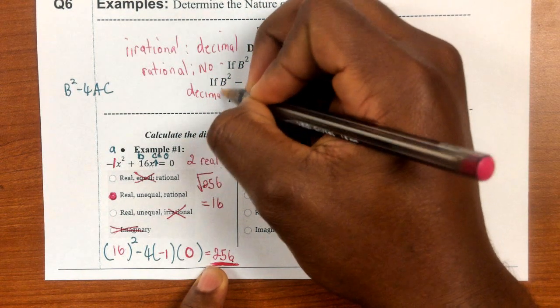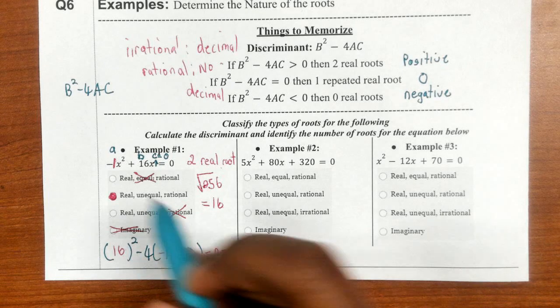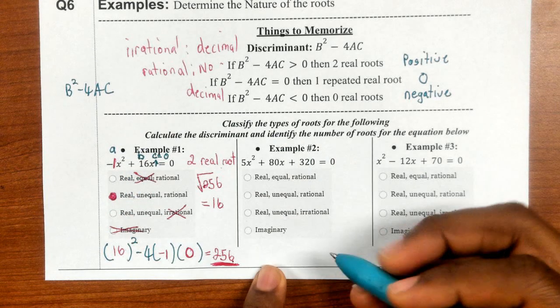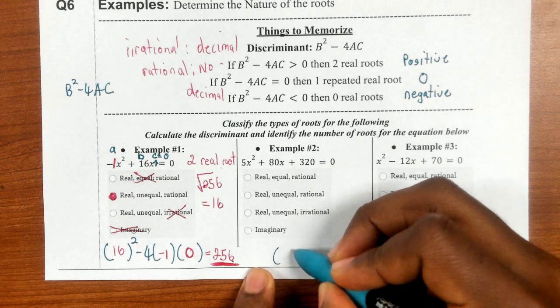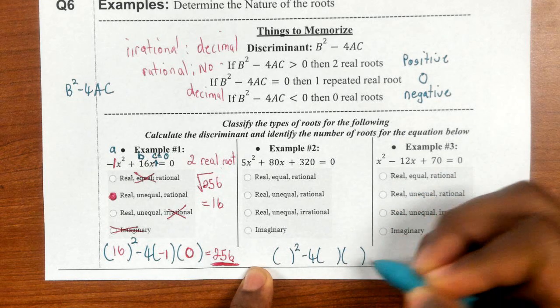Alright? I don't know if that will help, but maybe that will be helpful. Alright? So let's try it for the next question. Okay, so I'm using my same b squared minus 4ac. So I write it like parentheses squared minus 4 parentheses parentheses.